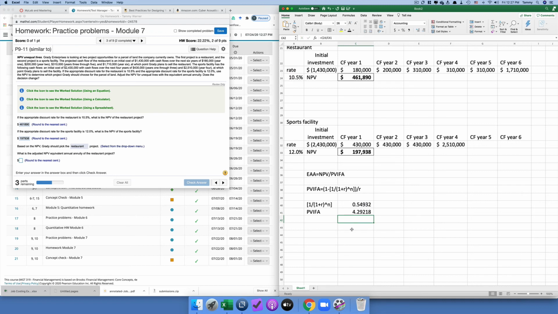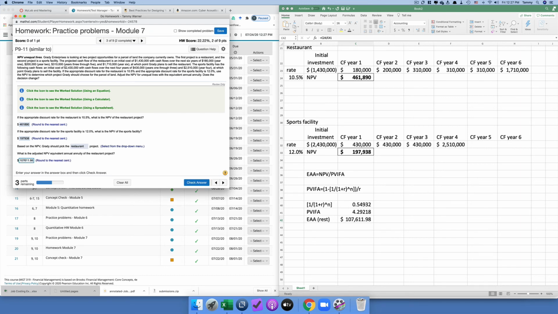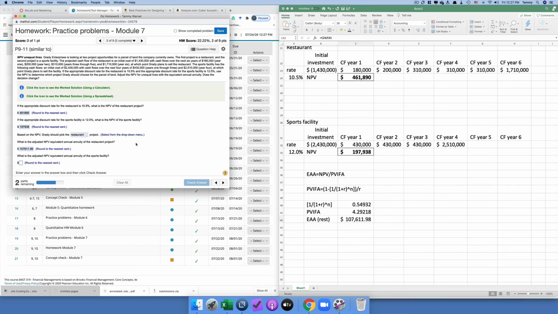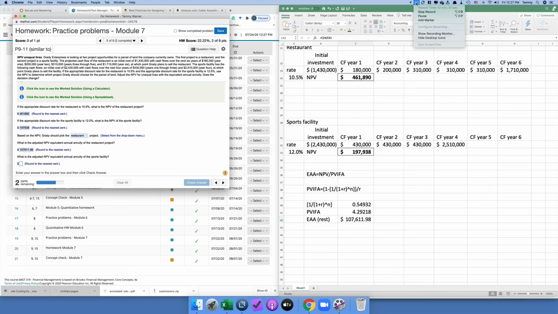So we figure out our present value interest factor, and then we can find the equivalent annual annuity for the restaurant as the net present value divided by that number, which is $107,611.98. So let's go ahead and put that in, and there it is. And then we can do the same for the sports facility. So I'm going to pause this, set up the sports facility calculations, and then get back to you.